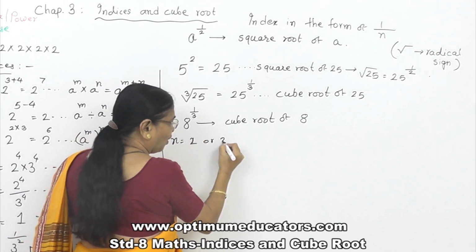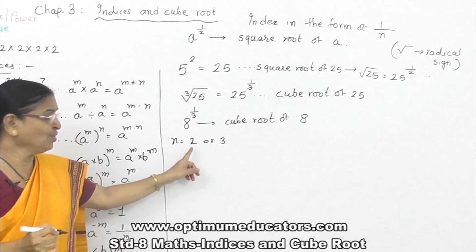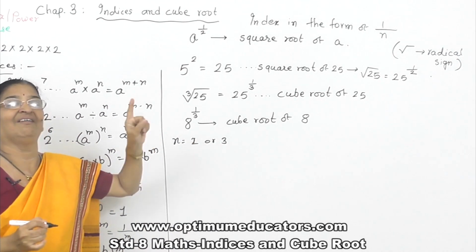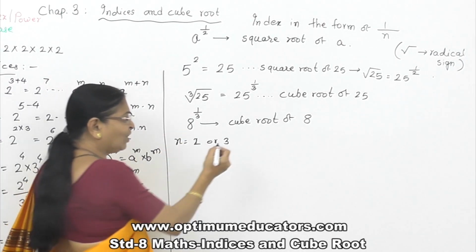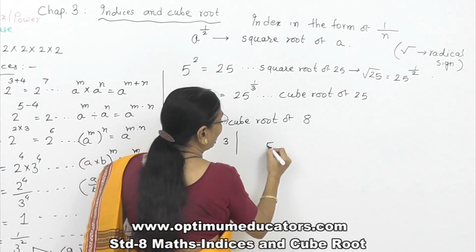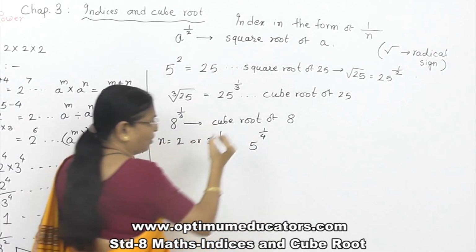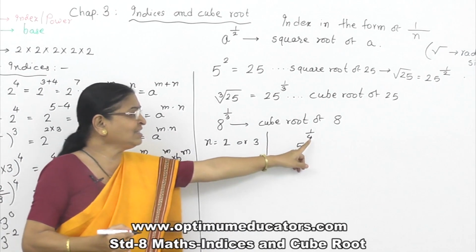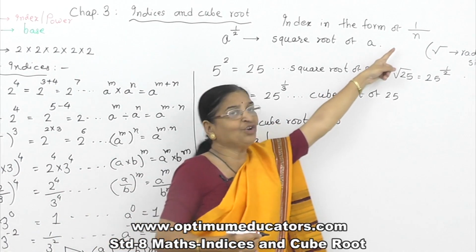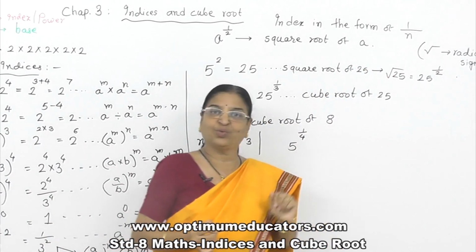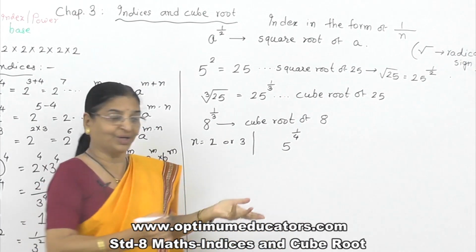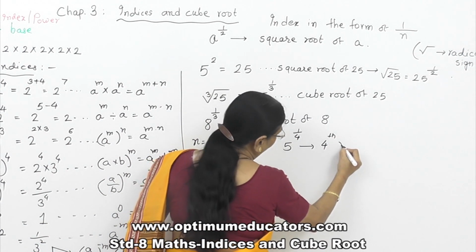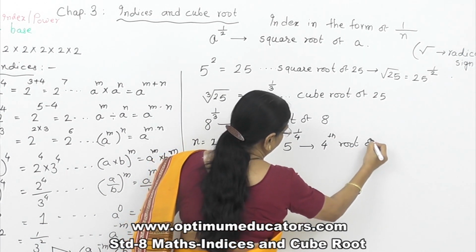Okay, 2 or 3. If it is 2, we will call it square root. If it is 3, I will call it cube root. And what about 5 raised to 1 upon 4? Then how will I read it? See, now n is 4. N is a denominator and its value is 4. It indicates the root, and so I will write here the 4th root of 5.